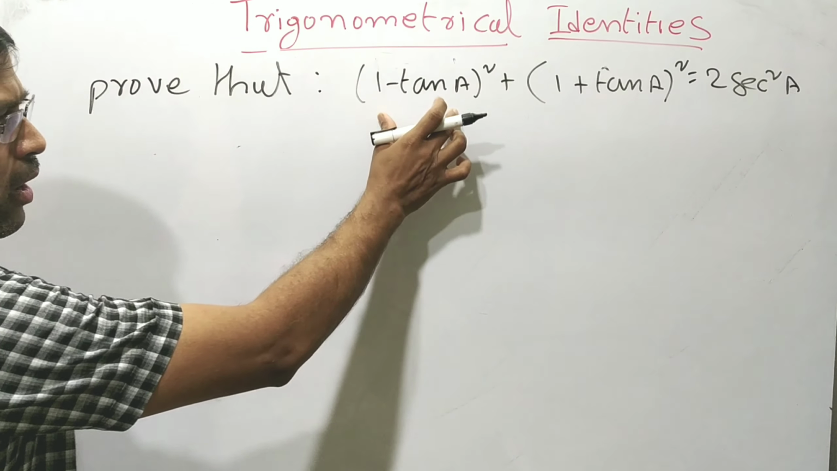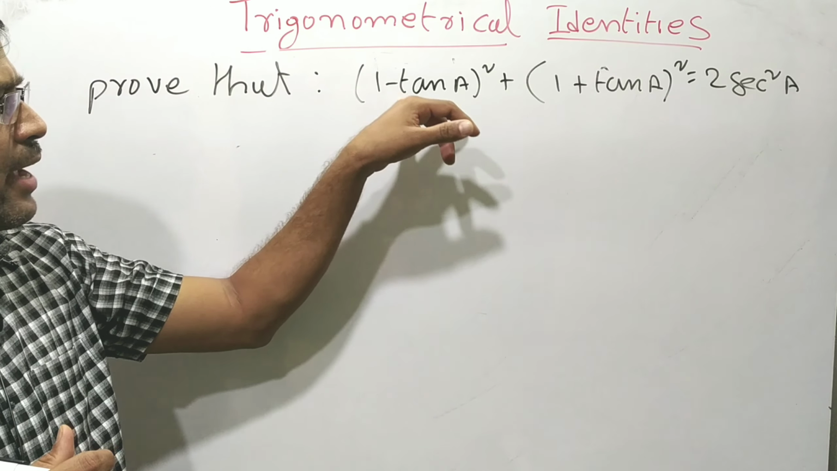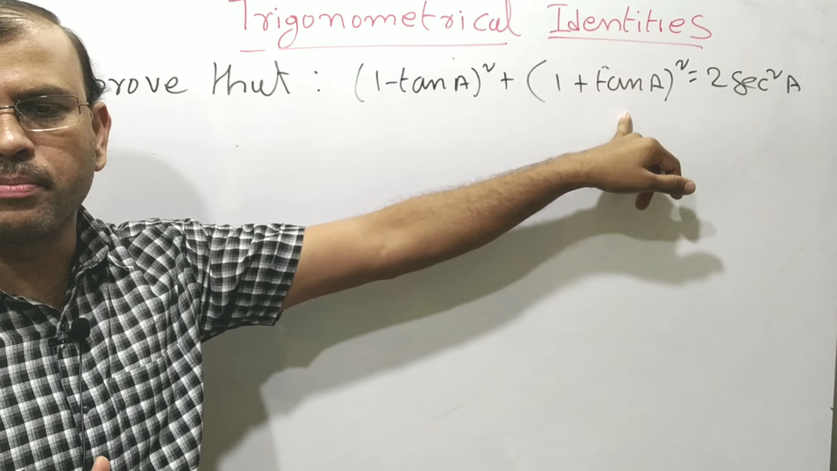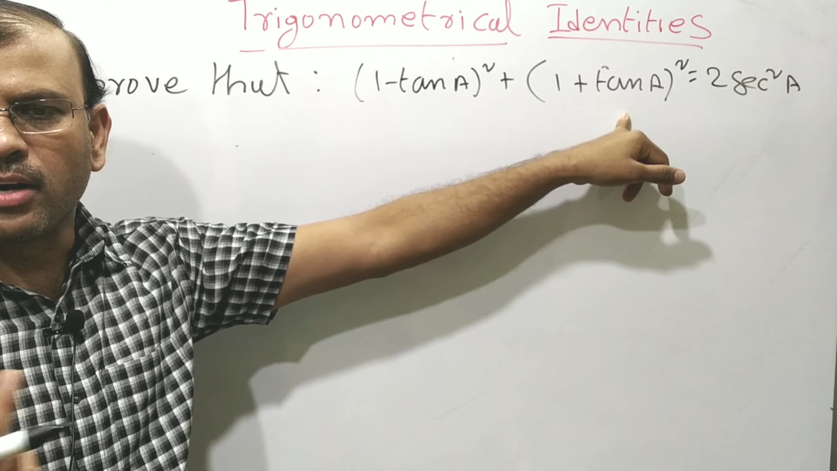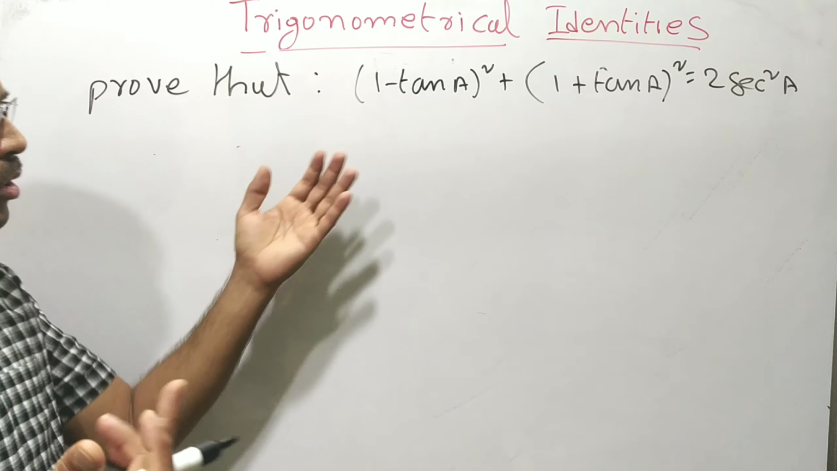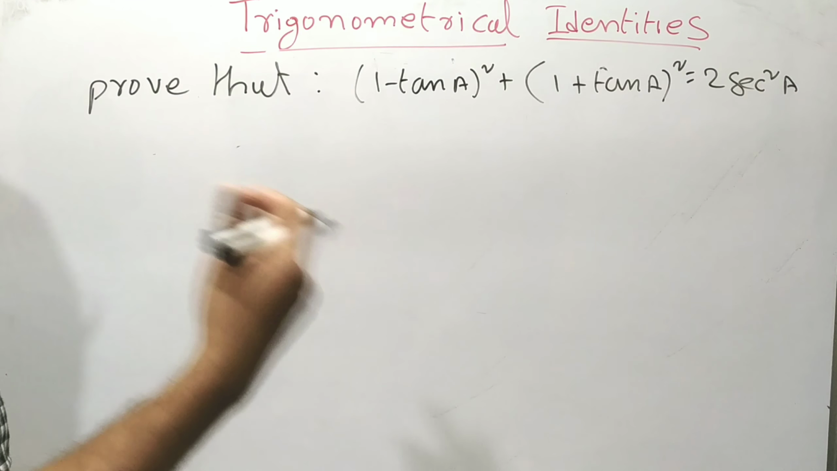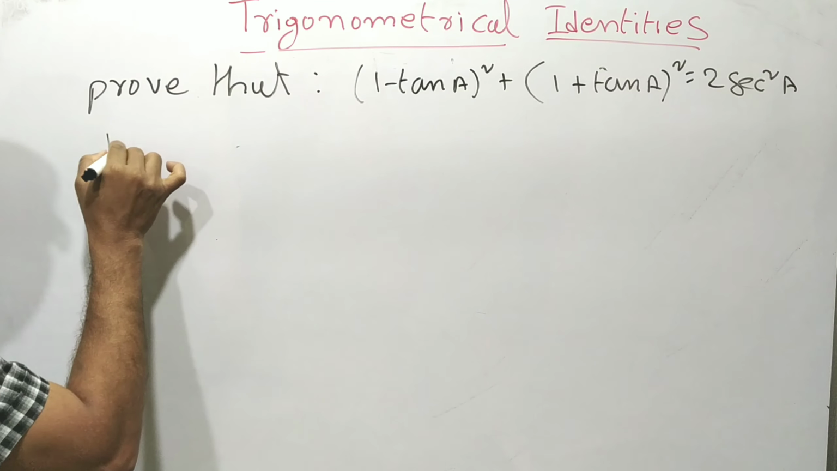So this one we can solve in 2 ways. One is (a minus b) whole square plus (a plus b) whole square. What is the formula? 2 multiplied by (a square plus b square). If you don't know that formula, then you can expand it like (a minus b) whole square plus (a plus b) whole square. Now take it as a left hand side.